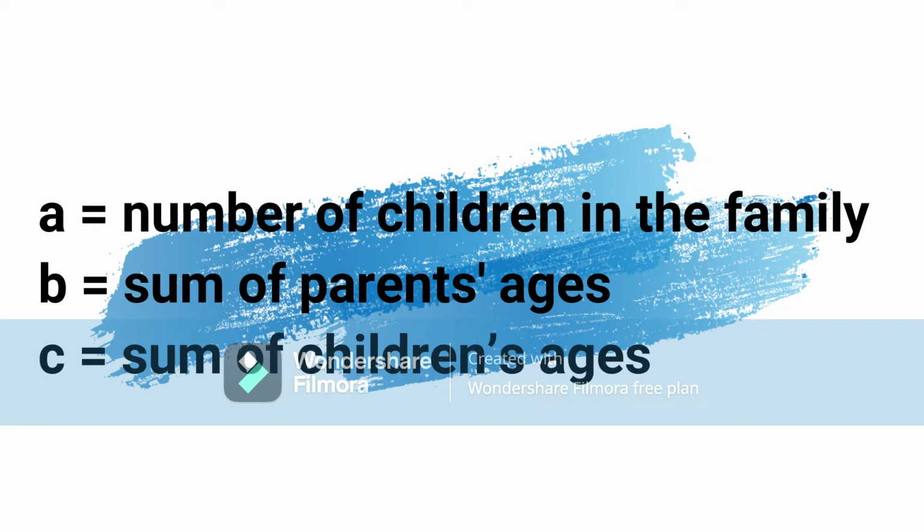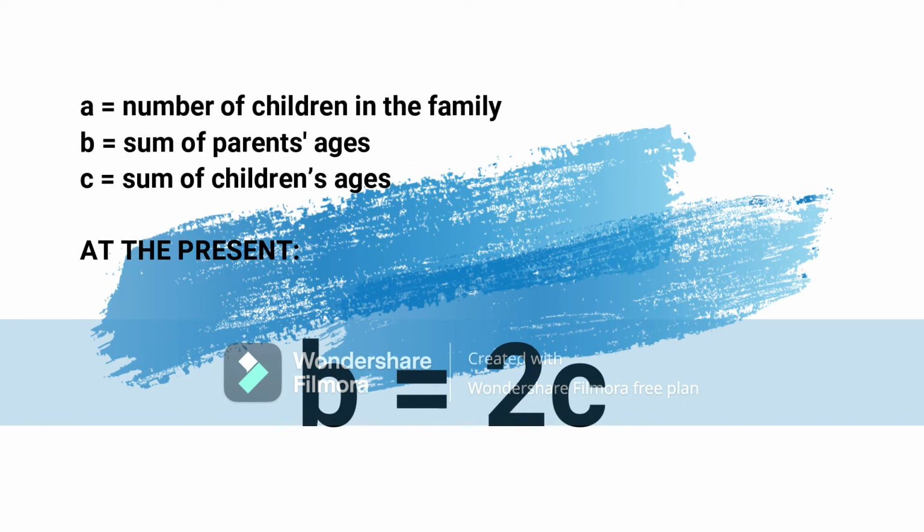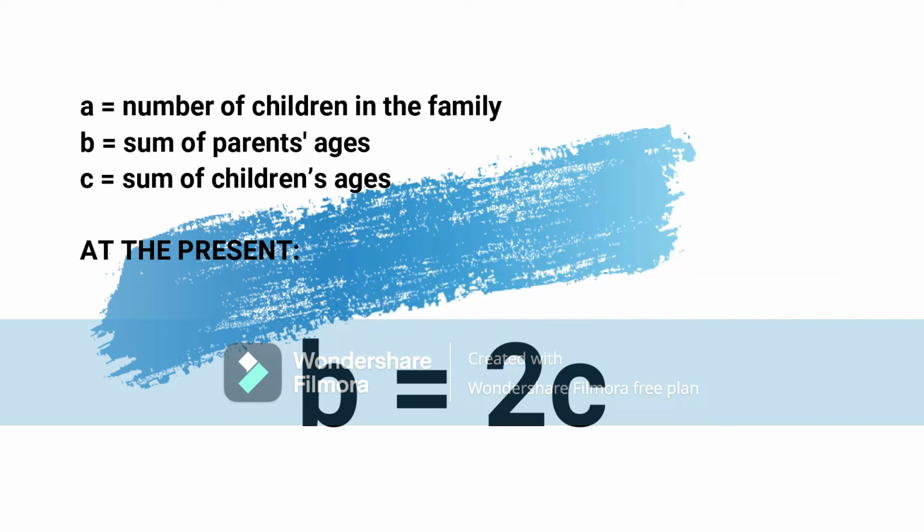Since the specific ages of the parents and the children were not mentioned, we will be assigning various equations for each time scenario. So to do this, let us assign variables to represent the given items. Let A be the number of children in the family, B as the sum of parents' ages, and C as the sum of children's ages. At the moment, the parents' ages is twice the sum of their children's ages, so using our variables, the equation is B is equal to 2C.